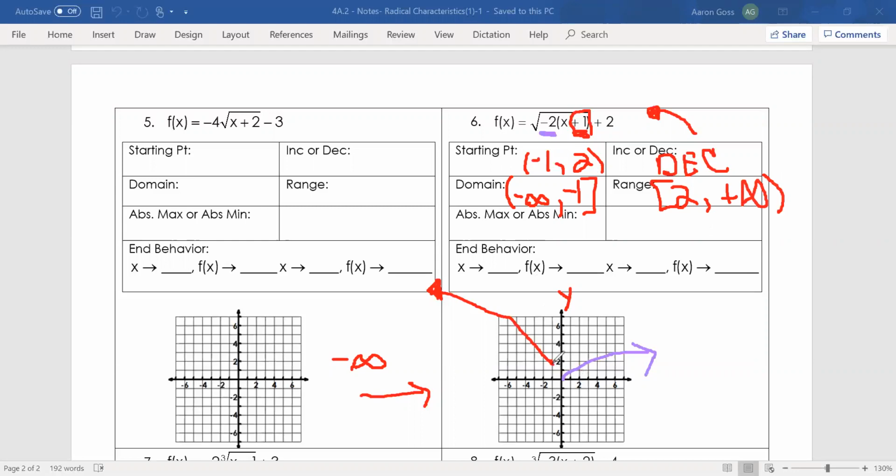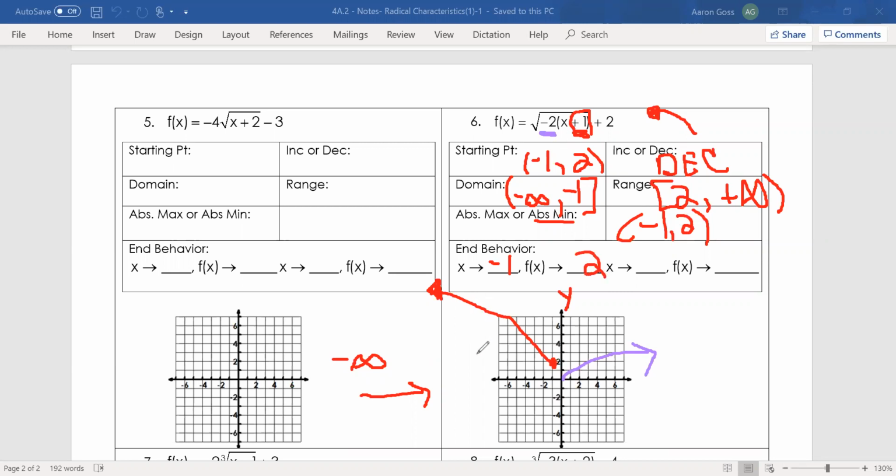So this red dot right here, is that the top or the bottom? Is that a maximum or a minimum? Minimum, yep. So I have a minimum, and that minimum also is my starting point. See how I use that starting point? I use it in the domain. I use it in the range. I use it as the absolute minimum. I also use it as one of the end behaviors.